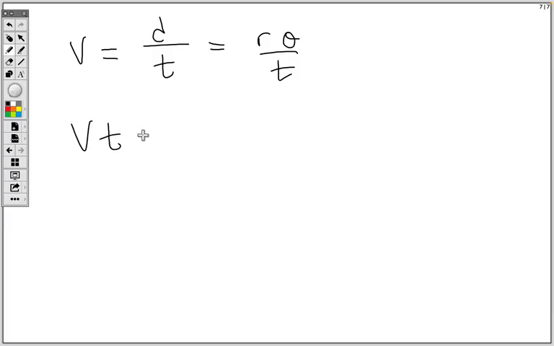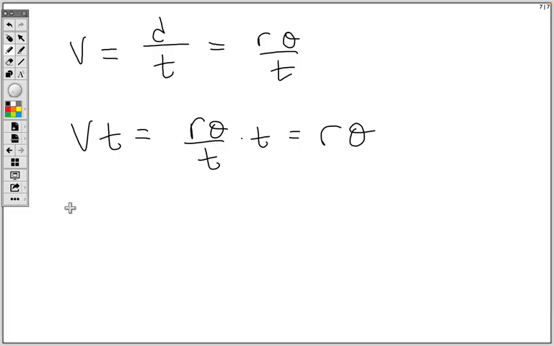So remember, our velocity or our speed here, that's our distance over the time. And if I'm measuring theta in radians, I can get my distance as the radius times the angle theta. So if I take v times t, that's going to be r theta over t times t. That's just going to be r times theta. Okay. So once again, another good advertisement here for radian measure.